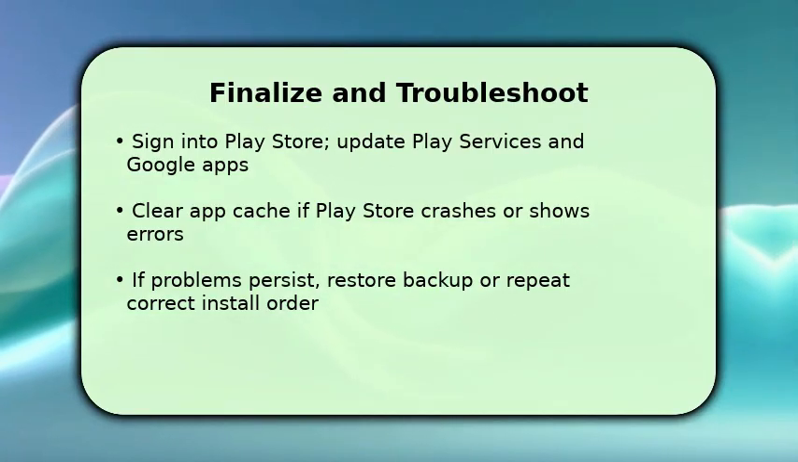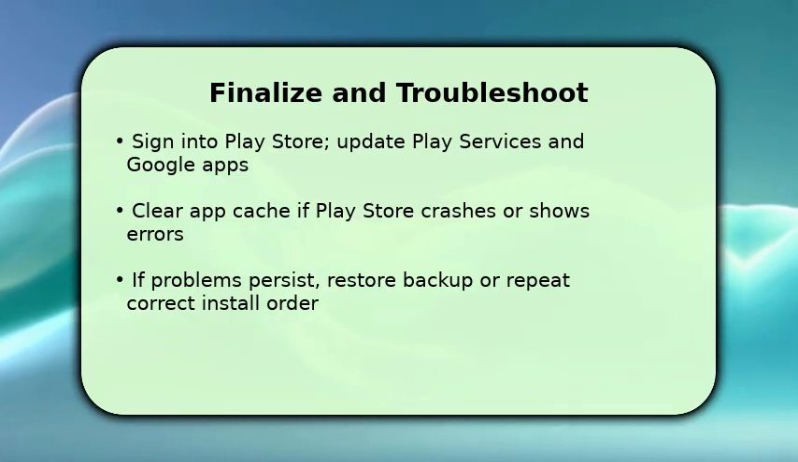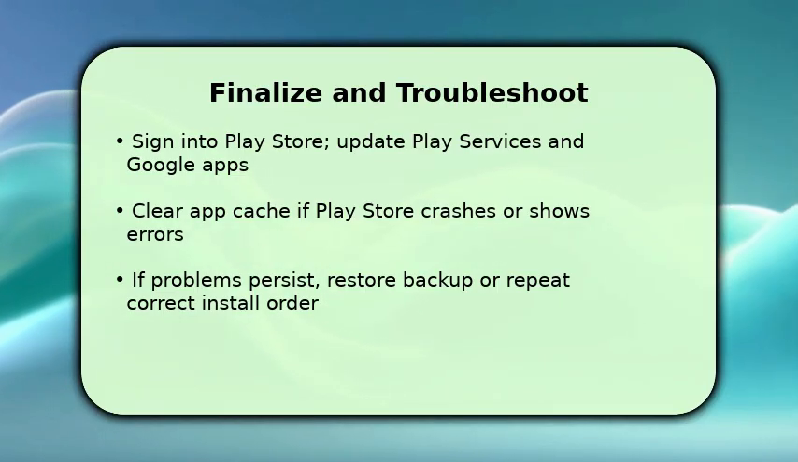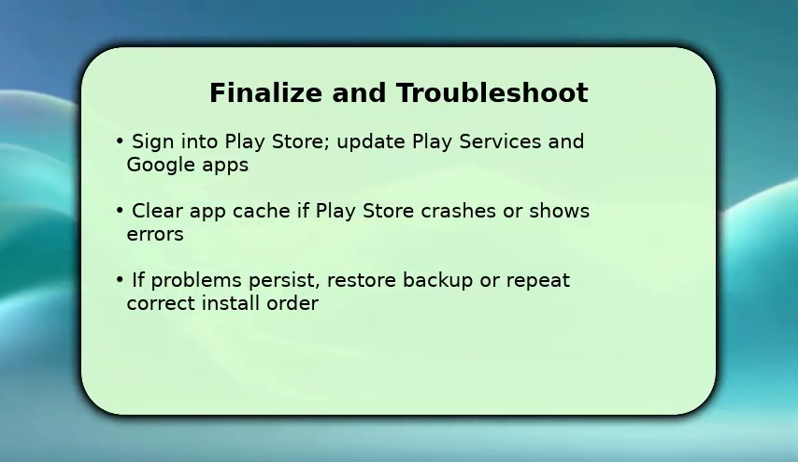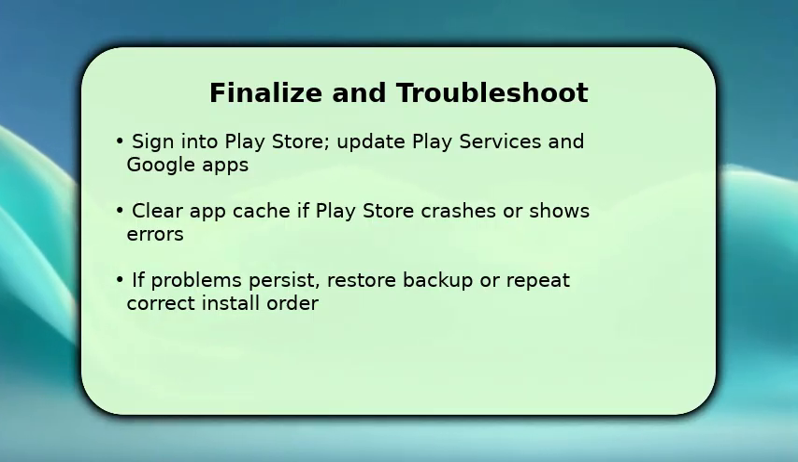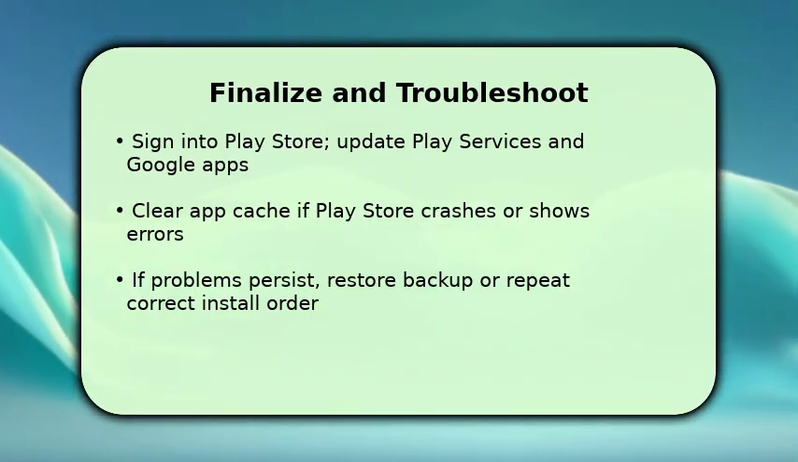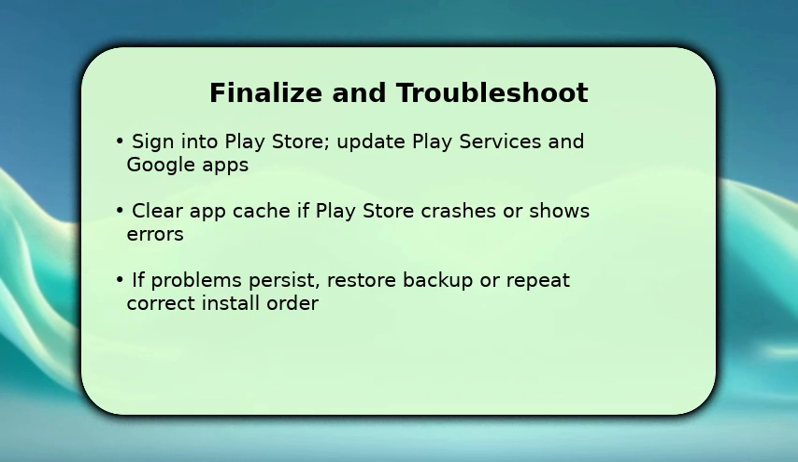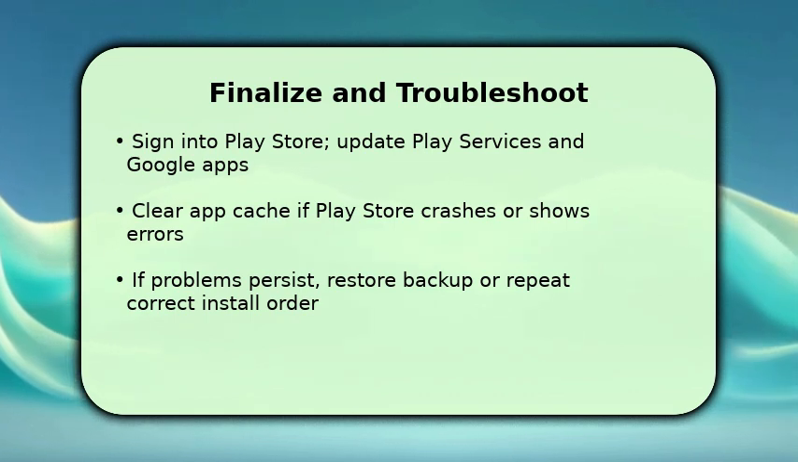If you encounter crashes, force stop and clear cache/data for Play Services and Play Store, then reboot. Make sure background data is allowed and battery optimization is disabled for Play Services. If problems persist, revert to your backup and carefully repeat the exact install order or try an alternate GMS package tailored for your MIUI build to avoid persistent conflicts.